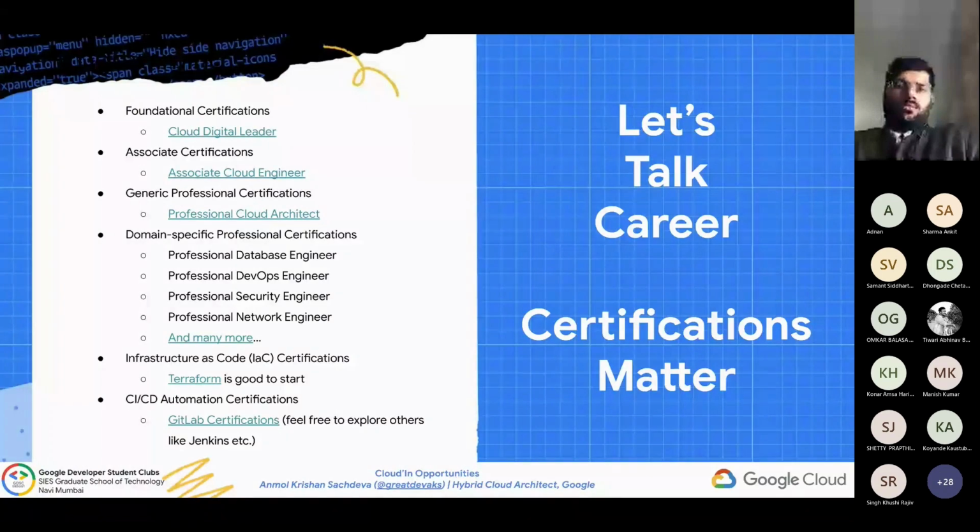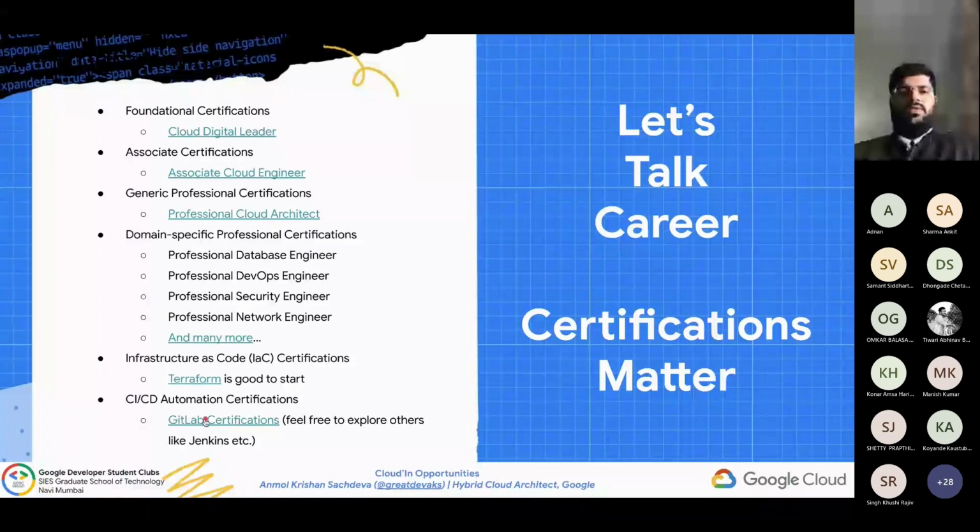So this is where I would say there is a Terraform associate level certification that you can take once you have got some internship exposure and you have explored Terraform in your own personal capacity. And then you move towards CI/CD automation and DevOps certification.